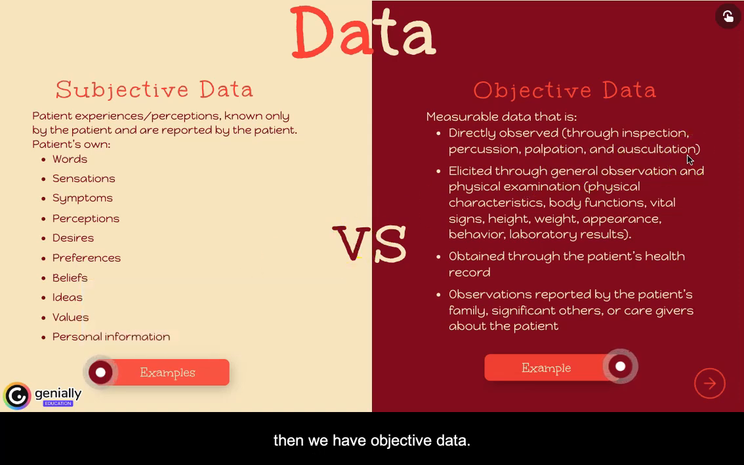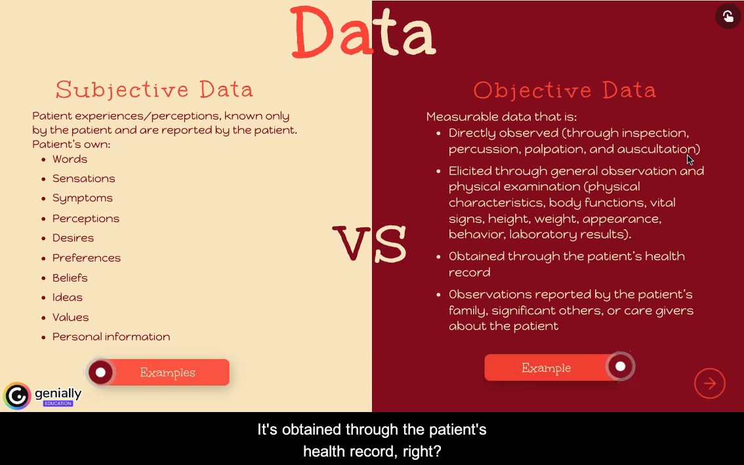Then we have objective data. This is measurable data. It has to be measured, right? It's directly observed through inspection, percussion, palpation, and auscultation. You use these 4 assessment techniques to gather this data. Then you have data elicited through general observations and physical exam. You do your physical exam from head to toe. You gather their height, weight, appearance, BMI, lab results, their physical assessment. All of this gives you objective data.